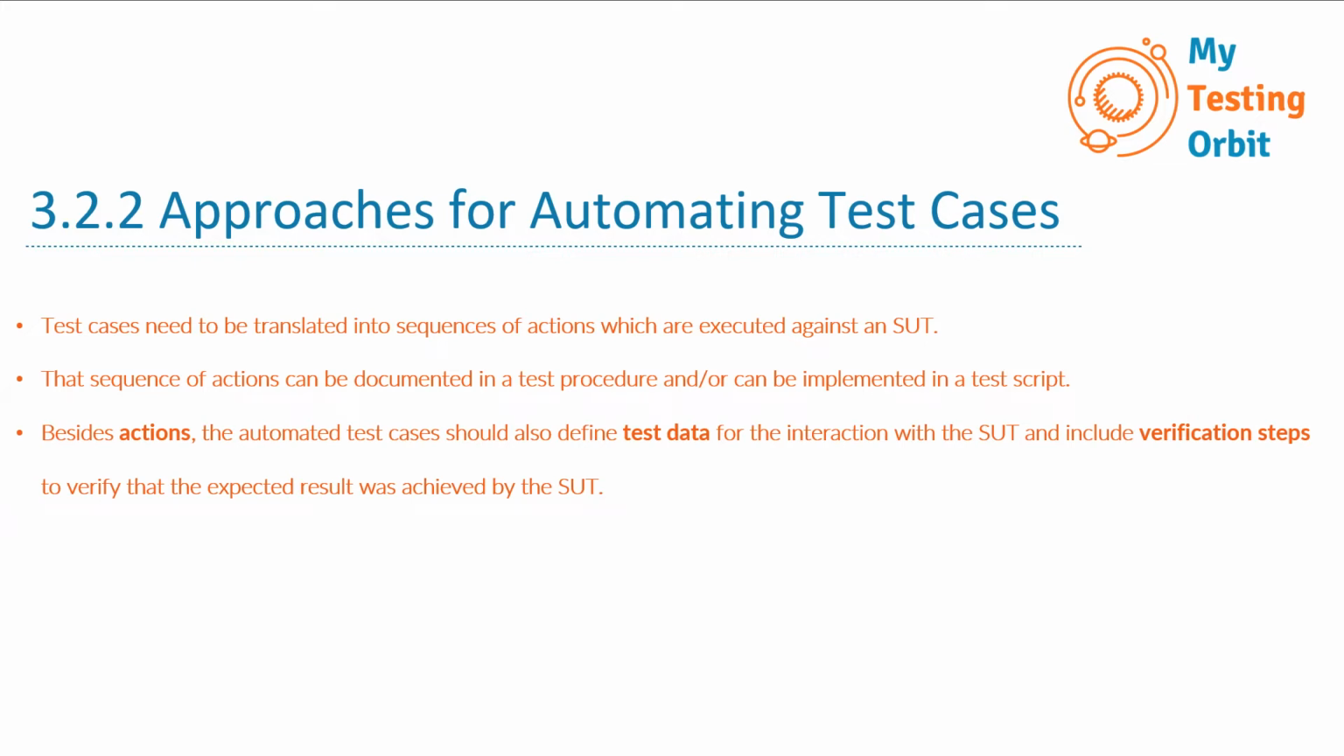Now, besides the sequence of actions, the automated test cases should also define test data for the interaction with the SUT and include verification steps to verify that the expected result was achieved by the SUT. Which means that apart from the sequence of actions, what needs to be there is stable and robust test data, and it should also include the steps of how to verify the results. A number of approaches can be used to create the sequence of actions, and let's see what those are.